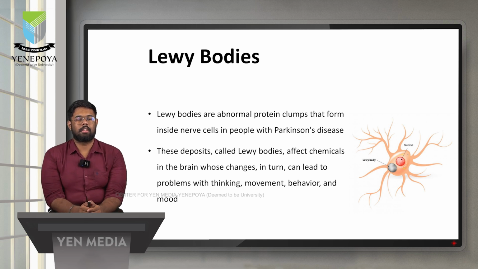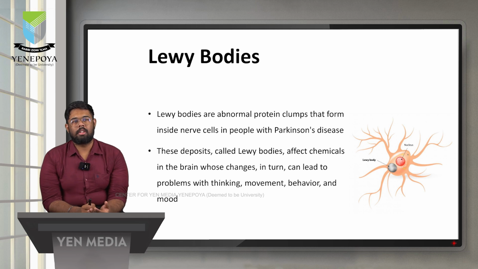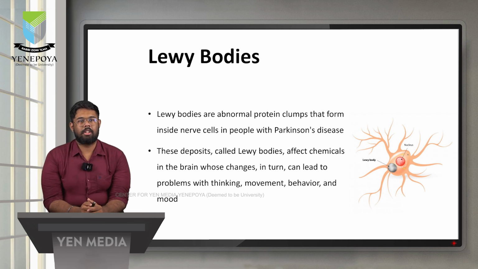So, Lewy bodies. Lewy bodies are abnormal protein clumps that form inside the nerve cells in people with Parkinson's disease. These deposits affect chemicals in the brain, whose changes in turn can lead to problems with thinking, movement, behavior, and mood. So, when these are present in your nerve cells, they tend to cause Parkinson's disease.